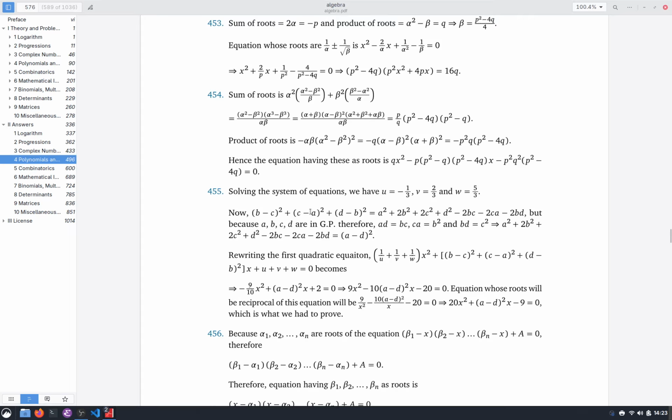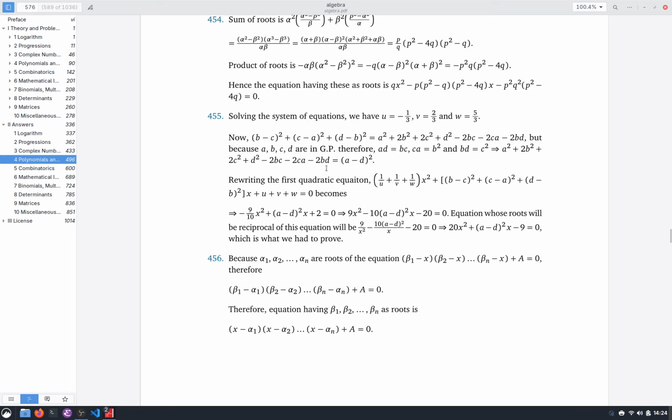Now (B minus C) whole square plus (C minus A) whole square plus (D minus B) whole square is A square plus 2B square plus 2C square plus 2D square minus 2BC minus 2CA minus 2BD. But because A, B, C, D are in GP, therefore AD is equal to BC, CA is equal to B square, and BD is equal to C square, which implies that A square plus 2B square plus 2C square plus D square minus 2BC minus 2CA minus 2BD is equal to (A minus D) whole square. You substitute here. Once we have that, we substitute what we obtained in the equation given.